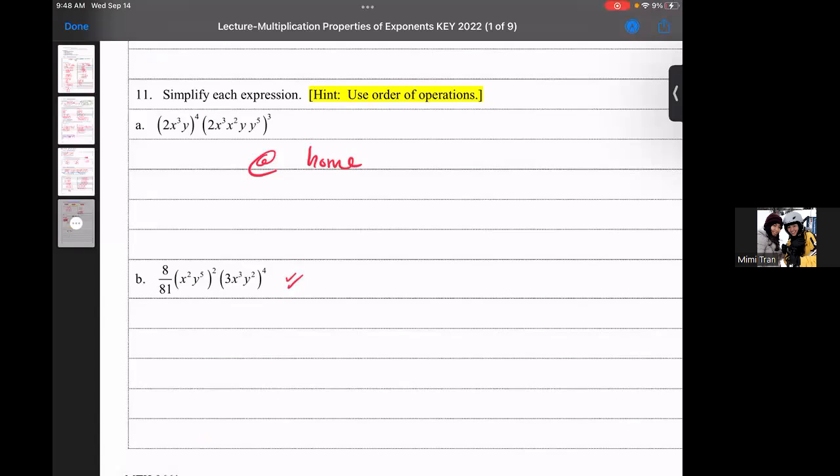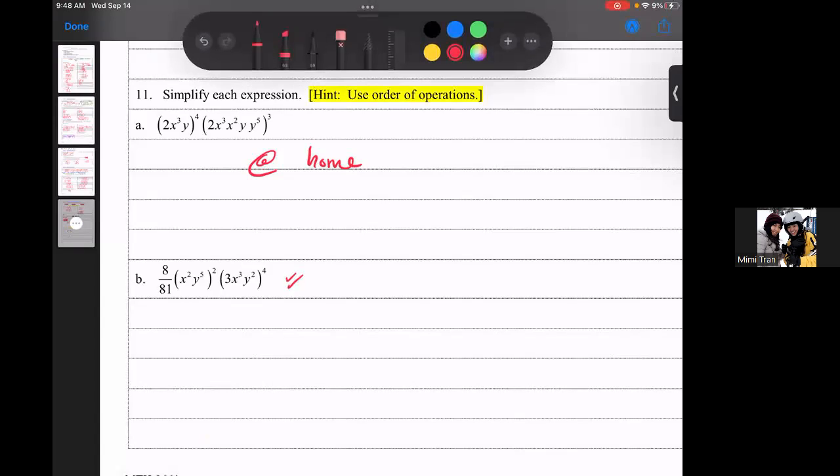Anyone have an answer? Can I simplify 8 over 81? How? I'm talking about integers. I'm not talking about fractions or decimals. I hope no one does that. Can I simplify 8 over 81?